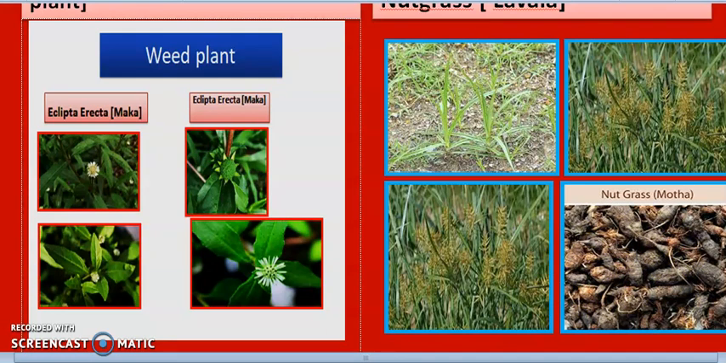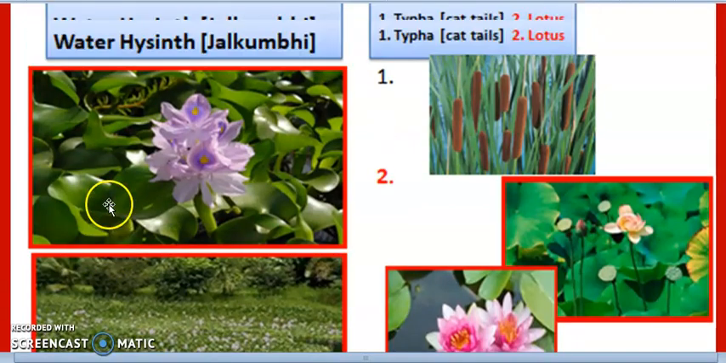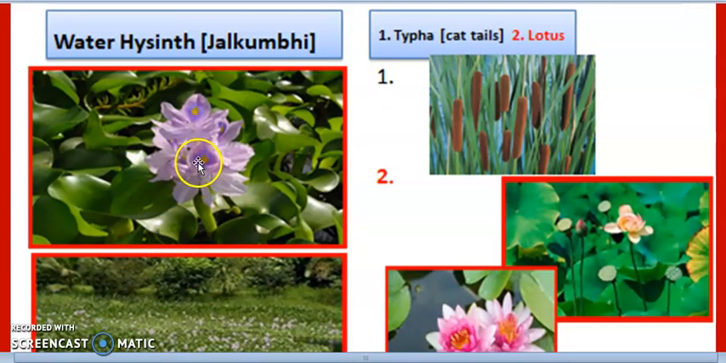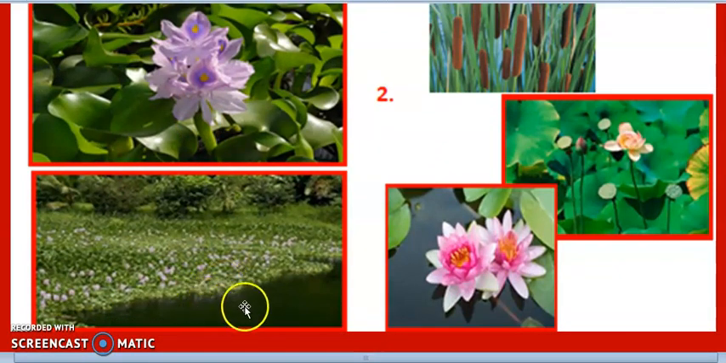Then we next study the weed plants which occur in aquatic conditions or in water. There is the water hyacinth. We see the image of the flowering plant of water hyacinth. It is locally known as jalkumbhi. Here we see the water, and it grows on the water. That is the water hyacinth or jalkumbhi.